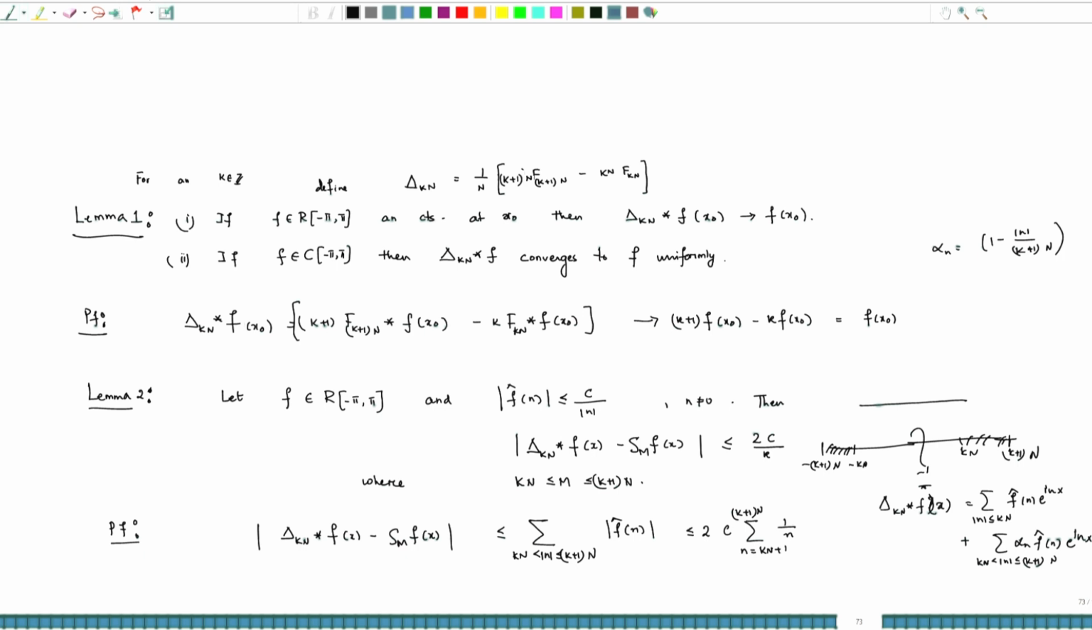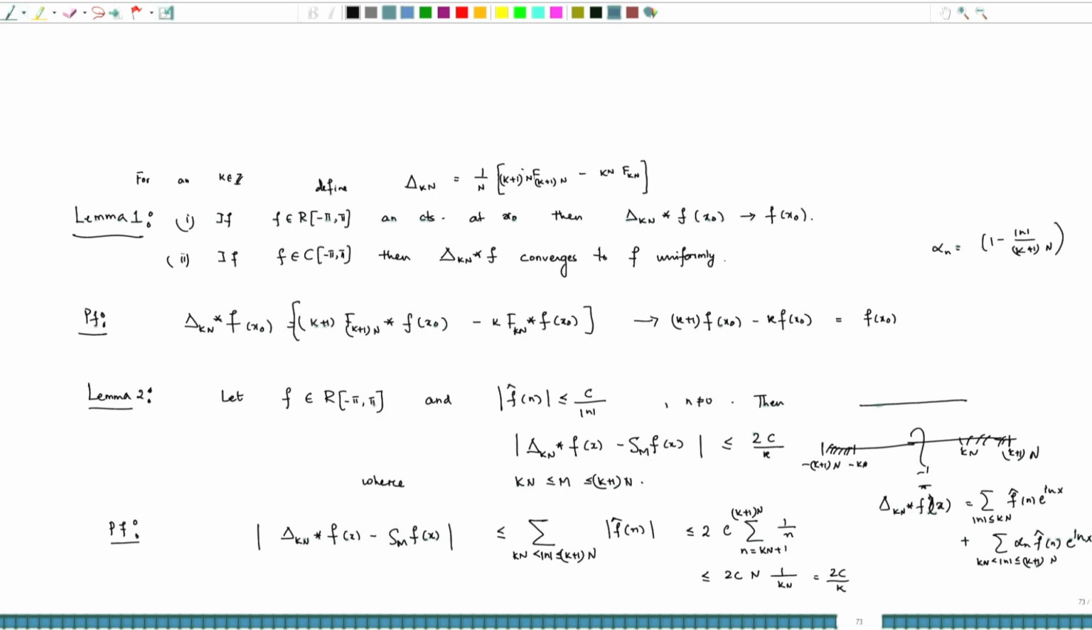Because that is the mod n. Now this is certainly less than or equal to 2c, and there are n number of intervals, and n is greater than or equal to kn plus 1. So 1 by n is less than or equal to 1 by kn. So this is equal to 2c by k.